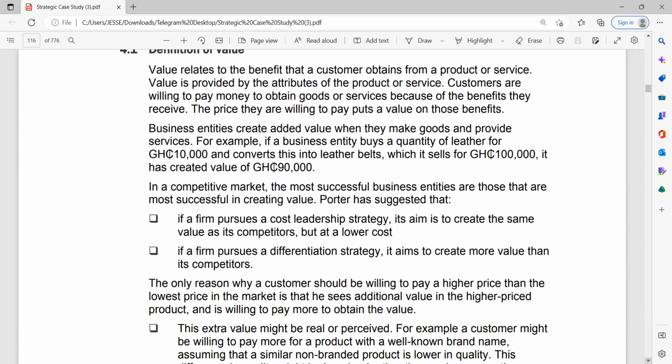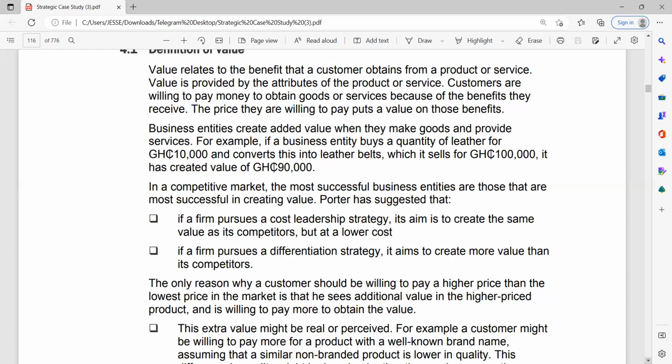Porter has suggested that if a firm pursues a cost leadership strategy, its aim is to create the same value as its competitors, but at a lower cost. I'm sure by now you should know a cost leadership strategy. Cost leadership strategy is a strategy that focuses on becoming the least cost producer in the market, right? So basically, cost leadership is producing at a low cost, or selling at a low price. So firms that compete on price by selling for cheap, because people are attracted to low prices. That's cost leadership strategy.